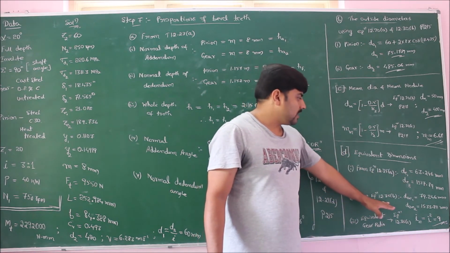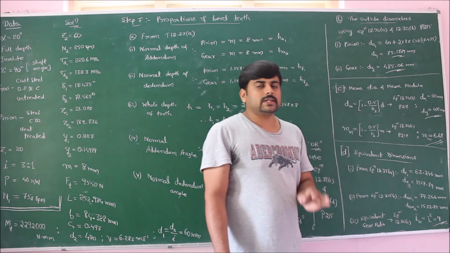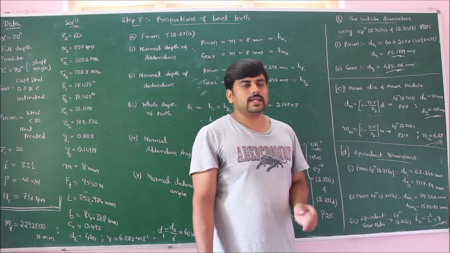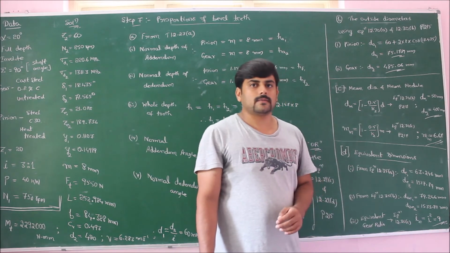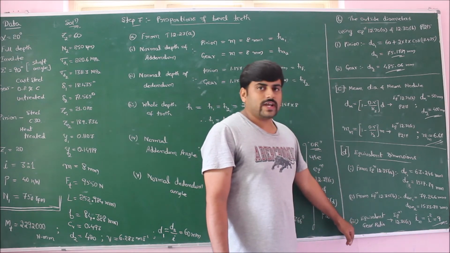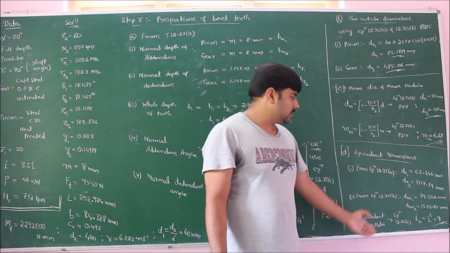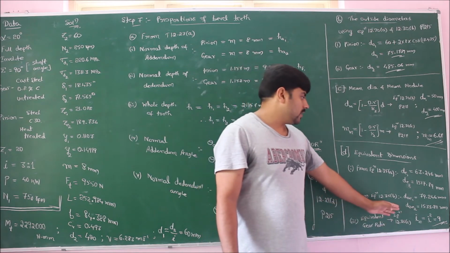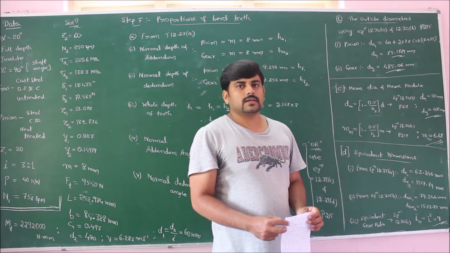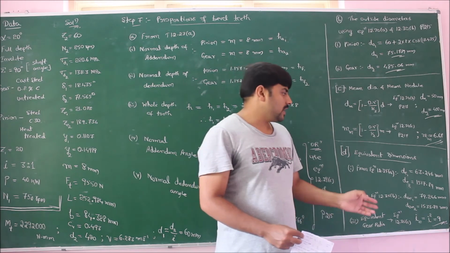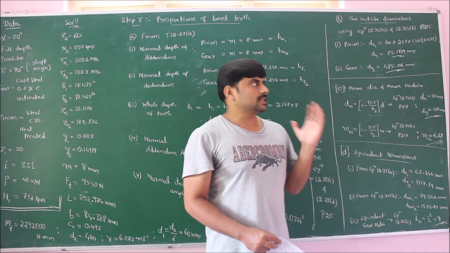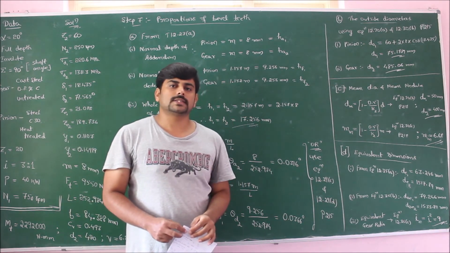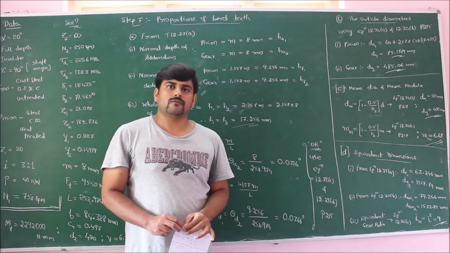Coming to equation 12.35b, substituting the respective values of pinion and gear, I will get the equivalent outer diameter of pinion and equivalent outer diameter of gear. And finally, coming to the equivalent gear ratio, which is given by equation 12.35c from page number 218, the equivalent gear ratio is equal to i squared. The gear ratio is 3, so the equivalent gear ratio will become 9. So this completes our step number 7, wherein we have calculated the various dimensions and proportions of the bevel gear.